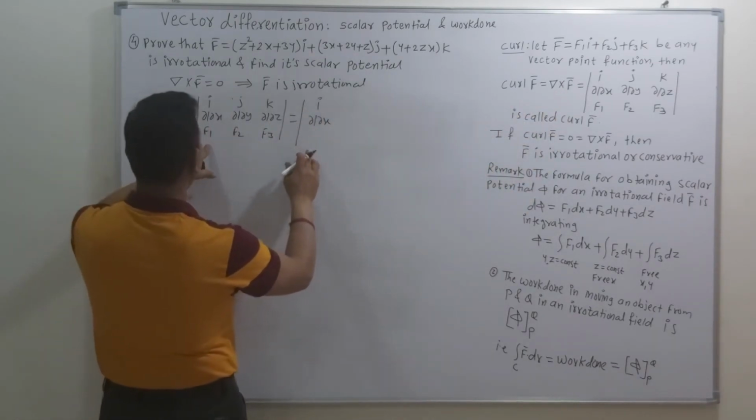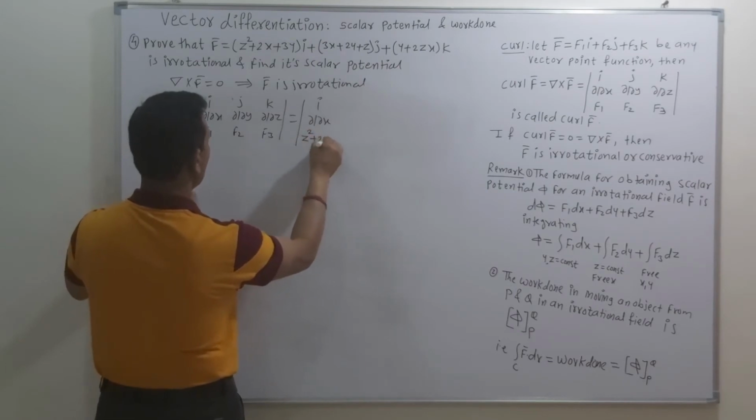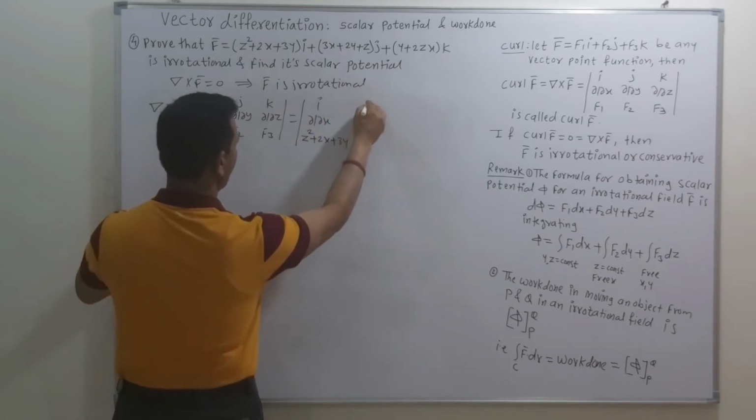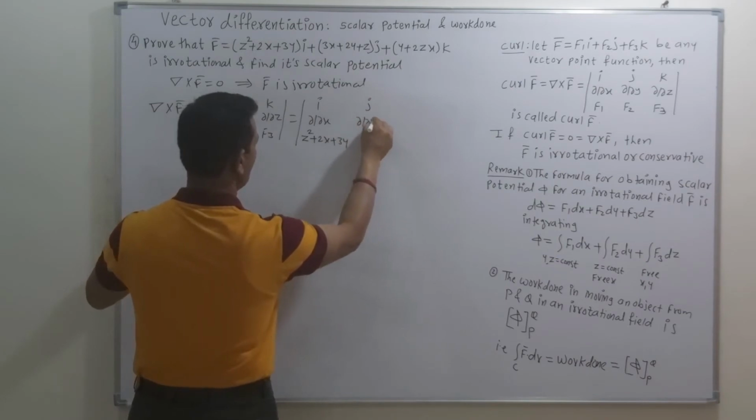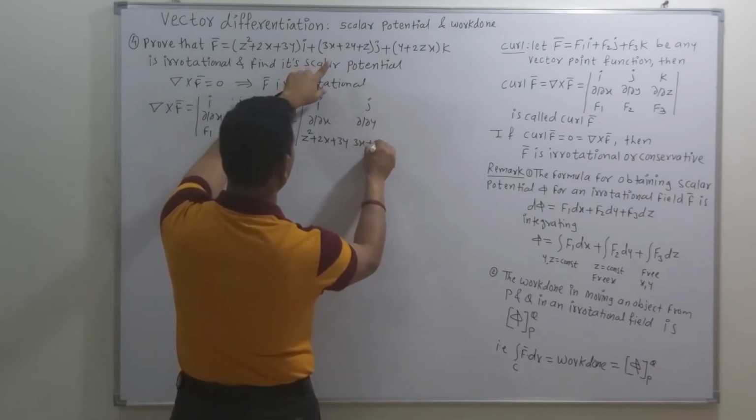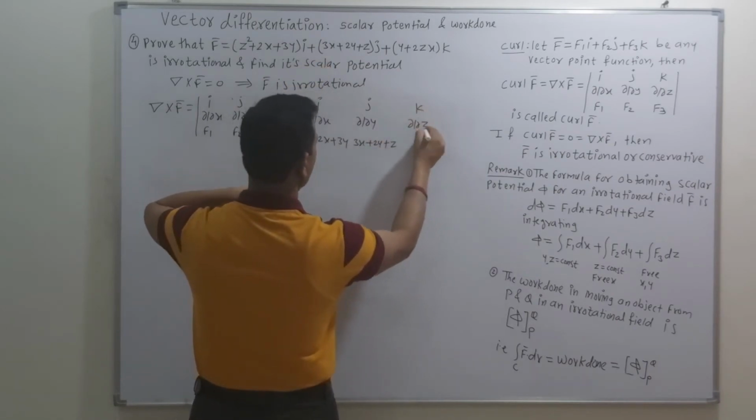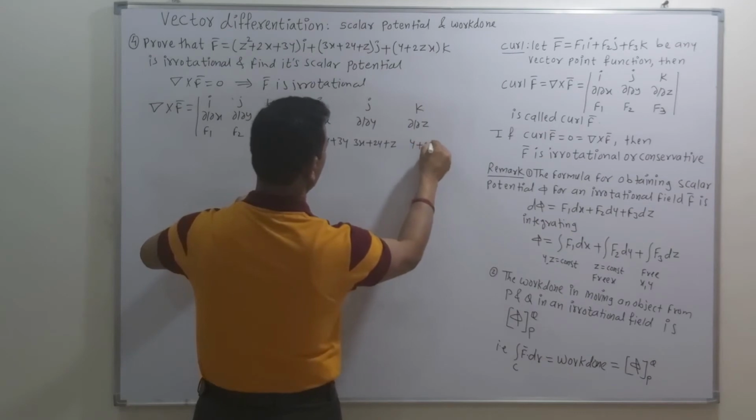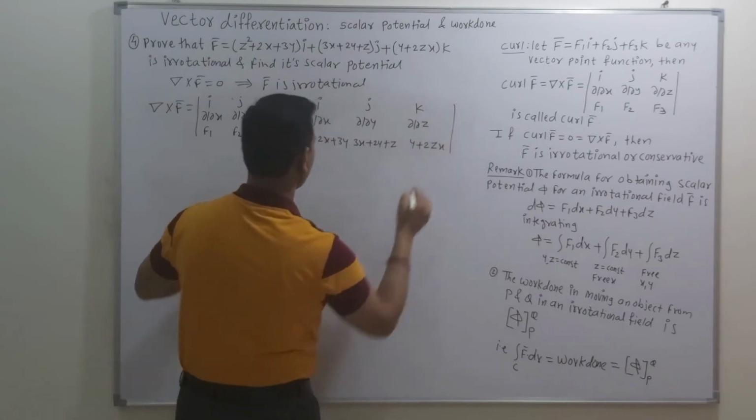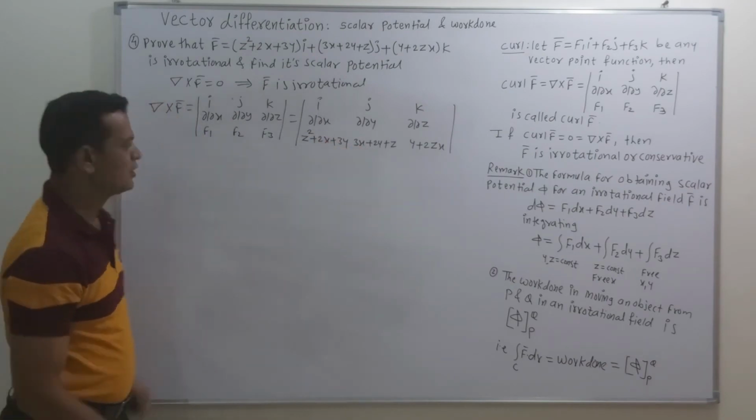Now the value of f1 is z square plus 2x plus 3y, then j times partial derivative with respect to y of f2, which is 3x plus 2y plus z, then k times partial derivative with respect to z of f3, which is y plus 2zx. Now we evaluate this determinant and show that it is equal to 0.